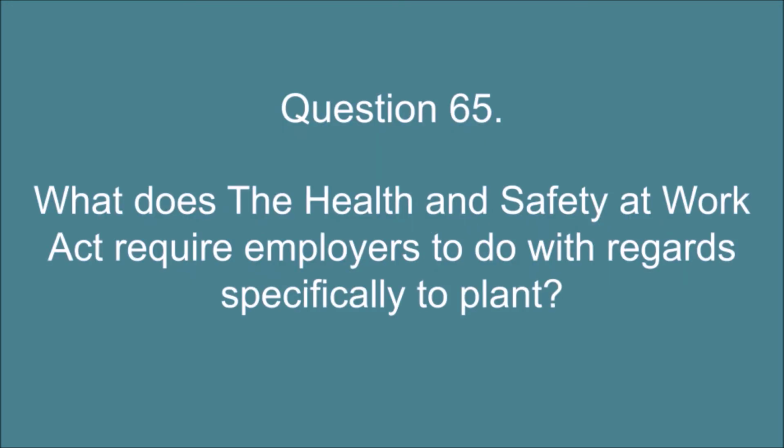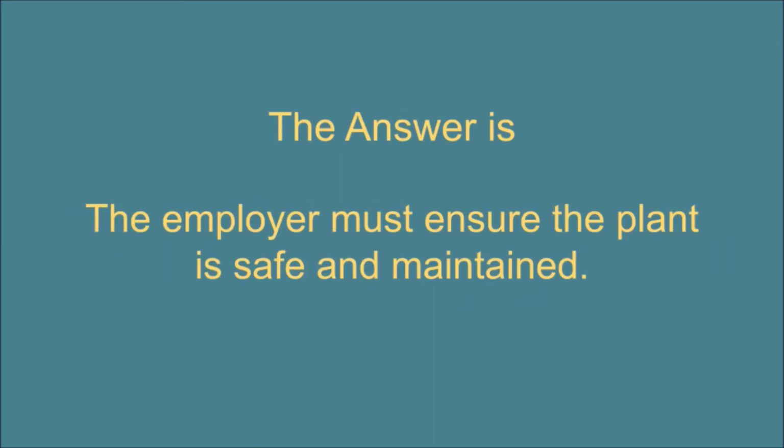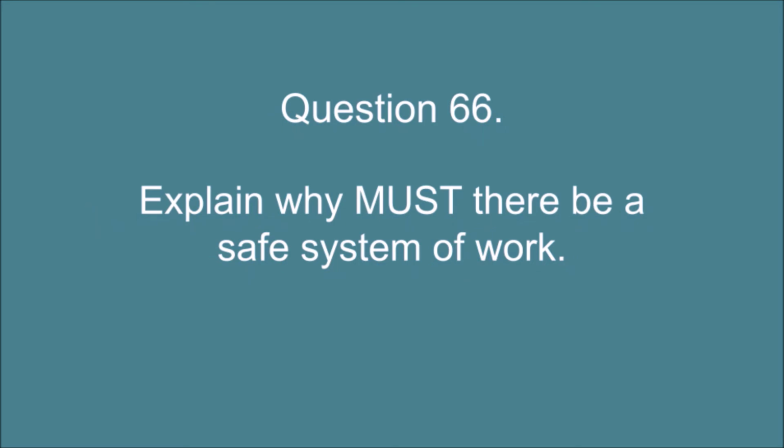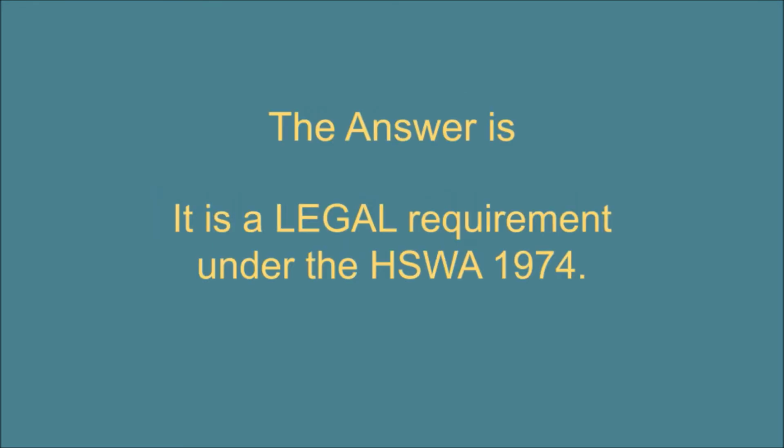Question 65. What does the Health and Safety at Work Act require employers to do with regards specifically to plant? The answer is: the employer must ensure the plant is safe and maintained. Question 66. Explain why there must be a safe system of work? The answer is: it is a legal requirement under the HSWA 1974.